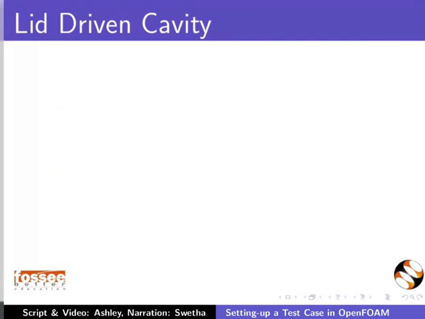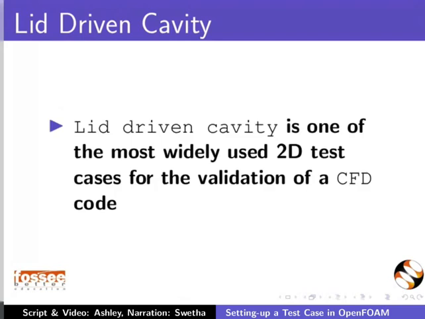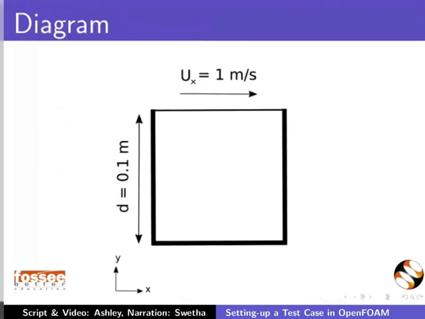In this tutorial, we will learn to set up the lid-driven cavity case. Lid-driven cavity is one of the most widely used 2D test cases for the validation of a CFD code. This is the diagram of lid-driven cavity flow. It consists of three fixed walls and a moving top wall.